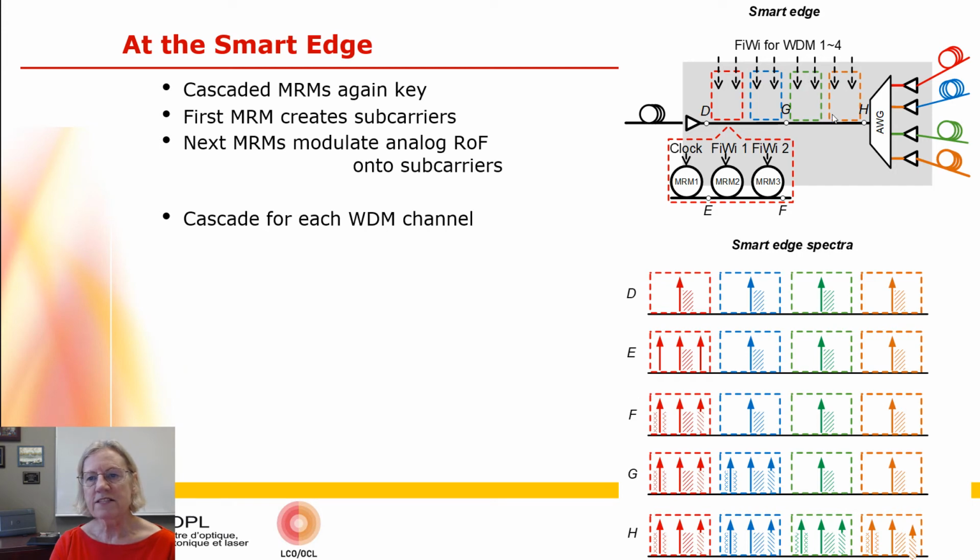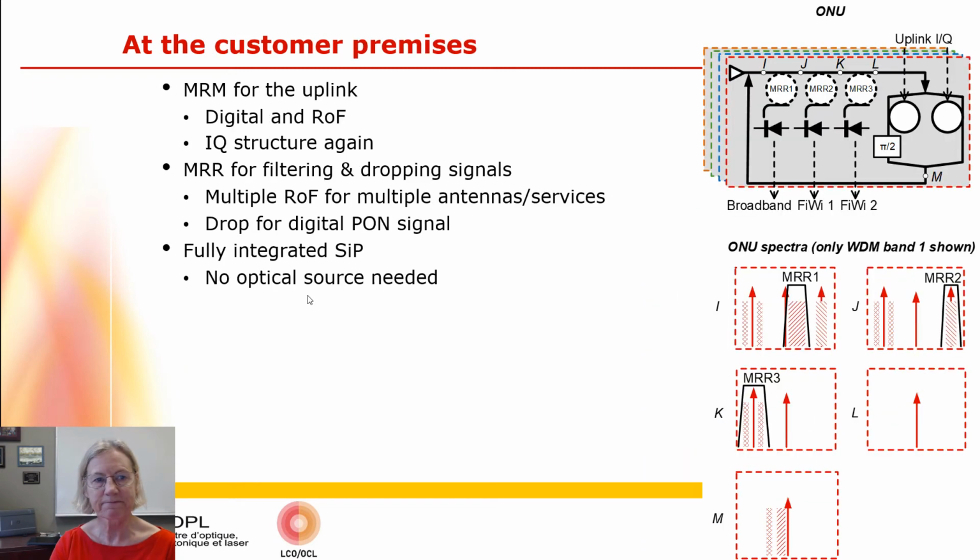And then all of these signals are passed on to the network, both the broadband, which is still there, and the analog radio over fiber, which we have added on using this cascade of microring modulators.